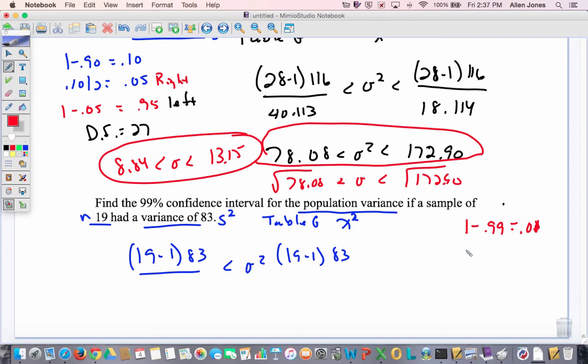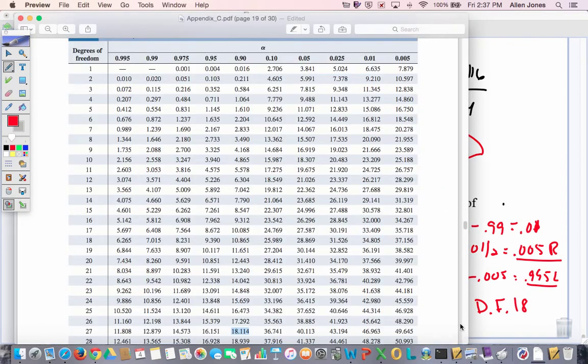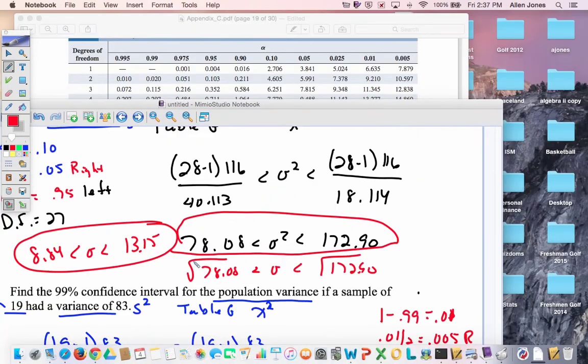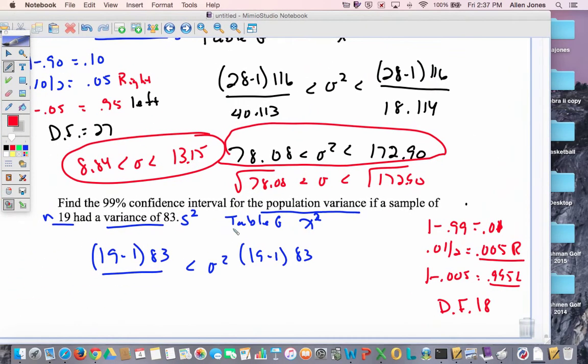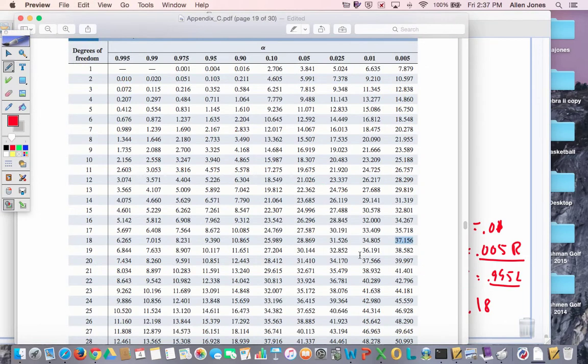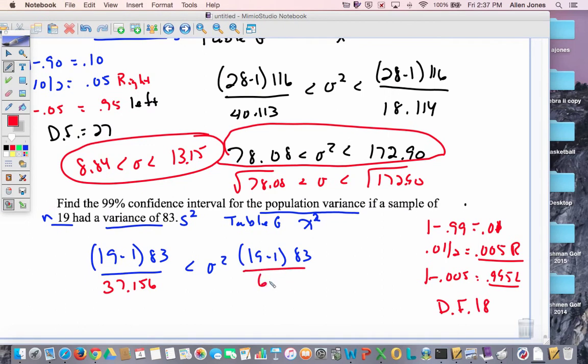So 1 minus 0.99 is 0.01. We take the 0.01 and divide it by 2. And there's 0.005. There's our right-hand side. And 1 minus 0.005 is 0.995. There's our left-hand side. Our sample size is 19, so we have 18 degrees of freedom. So we'll go to our table, 18 degrees of freedom, and 0.005 is 37.156. 37.156. And back to here for 0.995, 6.265.